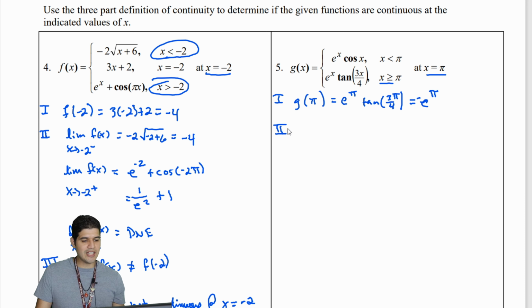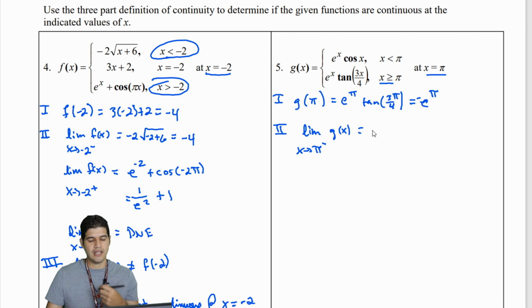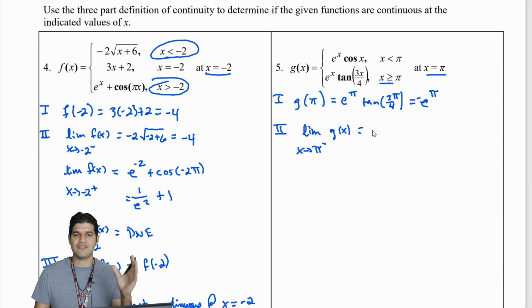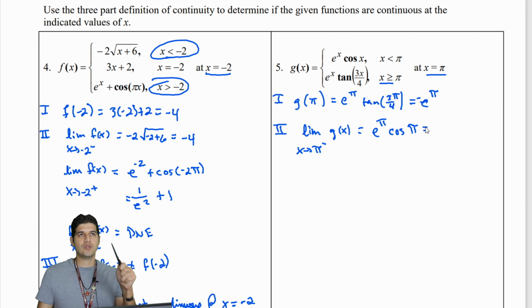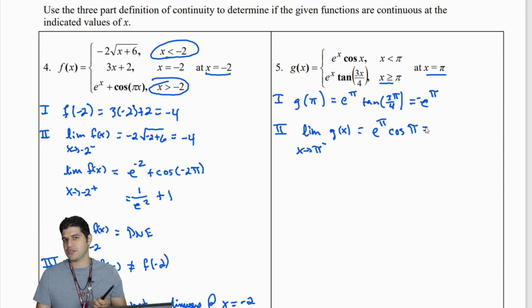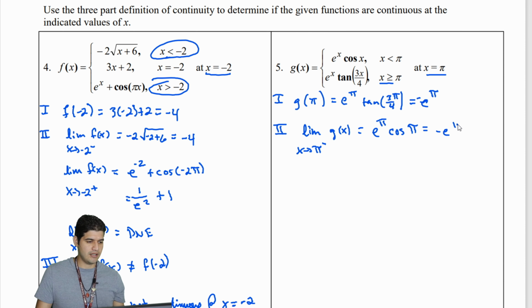Now in our second part, we are going to look at both limits. So the limit of g of x as x approaches pi from the left side. And now I'm going to use our first equation because that means the x value is less than pi. So I have e to the pi times cosine pi. And cosine of pi, so cosine 1/2 rotation around the unit circle, is going to get us -1. So I end up again with -e to the pi.